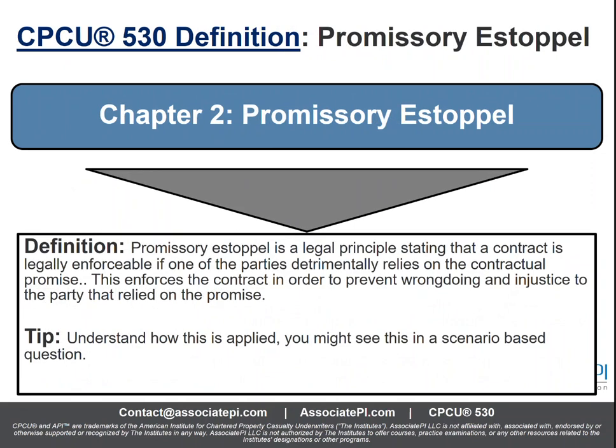Also from Chapter 2, understand promissory estoppel. So you have to know how this is applied to a real life scenario, because you're probably going to see this in a Part B case question. So this is an important one. You're definitely going to want to memorize promissory estoppel.